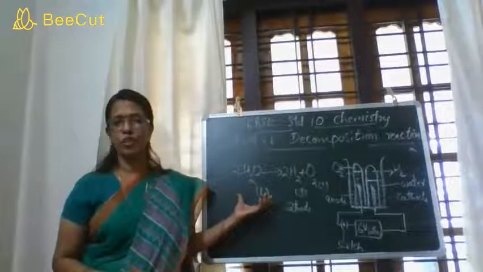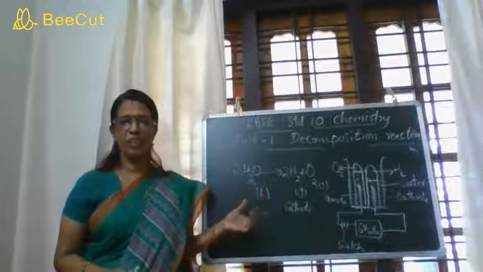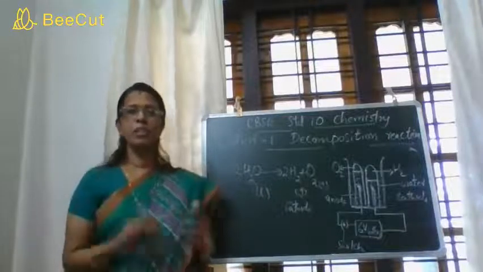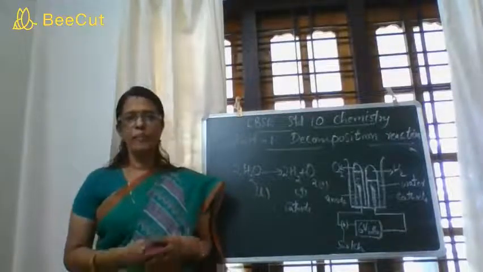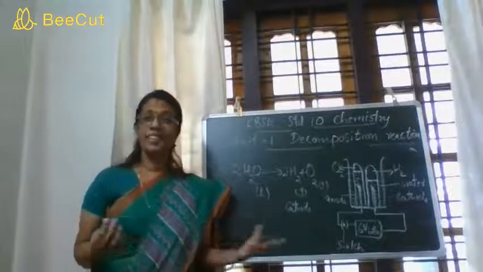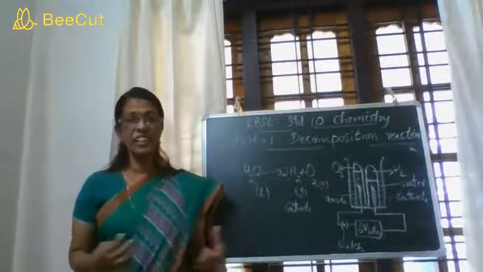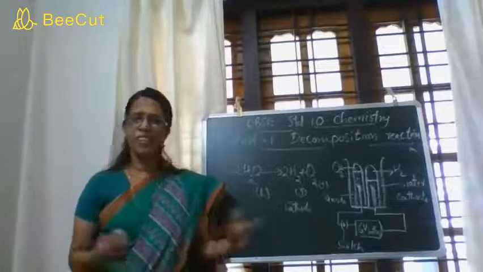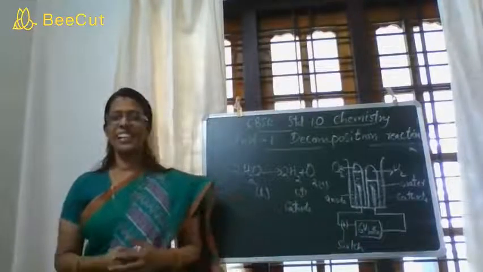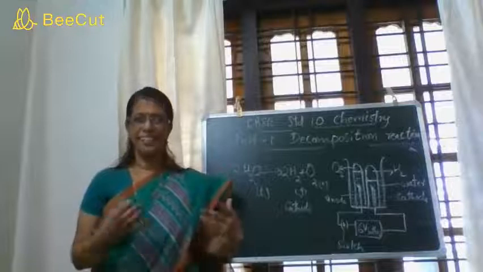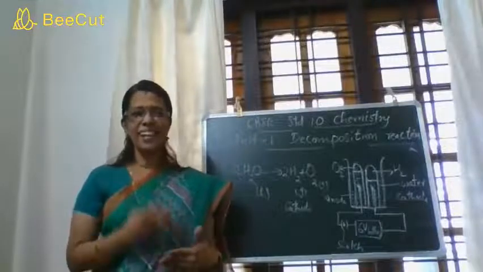This is the decomposition reaction. This is an example of a decomposition reaction. But here the decomposition takes place with the help of electricity. So we can say that this is electrolytic decomposition, or we can say that it is electrolysis. Using electricity, a chemical reaction has taken place.